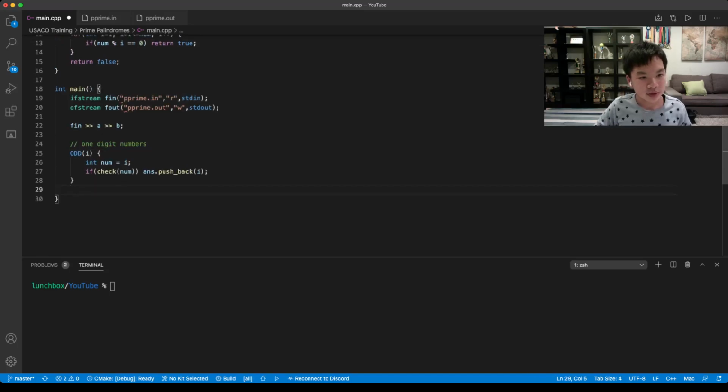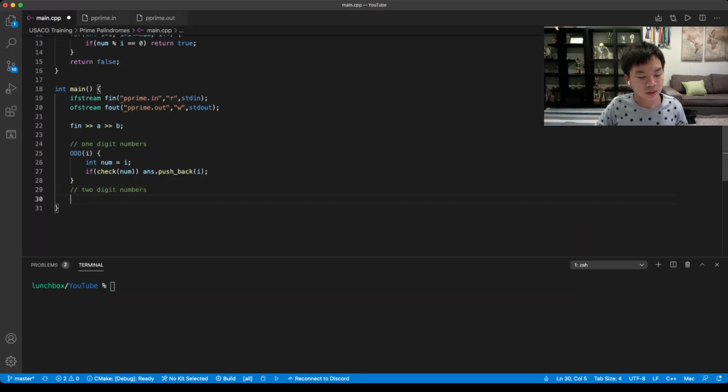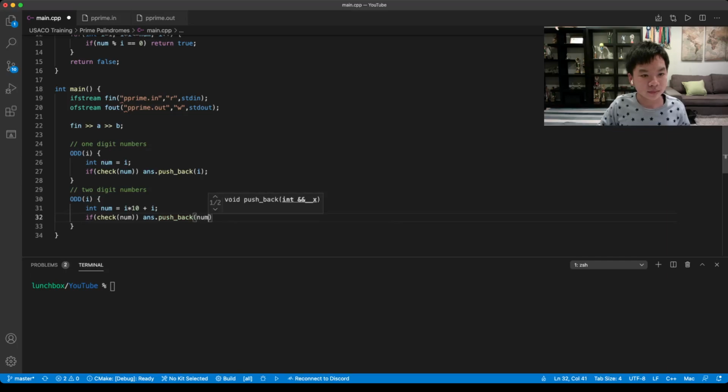Okay. So now we need our 2-digit number. So basically we have odd. So our first digit is i. So we have our num equal to i times 10 plus i. And then basically we need to if check num, then we can push it back as well. Yeah, this should actually be num.